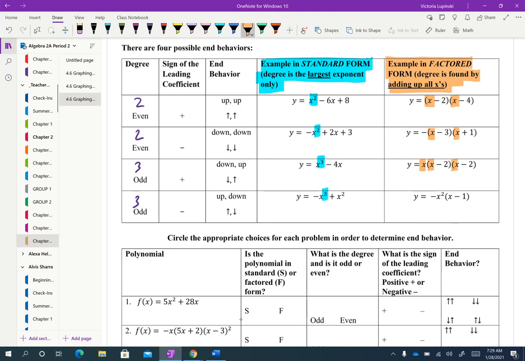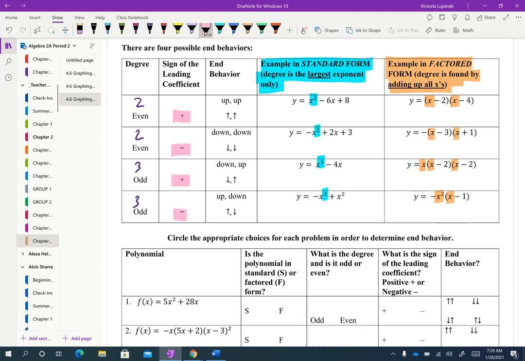And then in the last one, this x squared would count as 2. This would count as 1. 2 plus 1 is 3. So that's where you get the degree from. Again, very important that you can differentiate between finding the degree in standard form and finding the degree in factored form. Just a little note here about the sign of the leading coefficient.